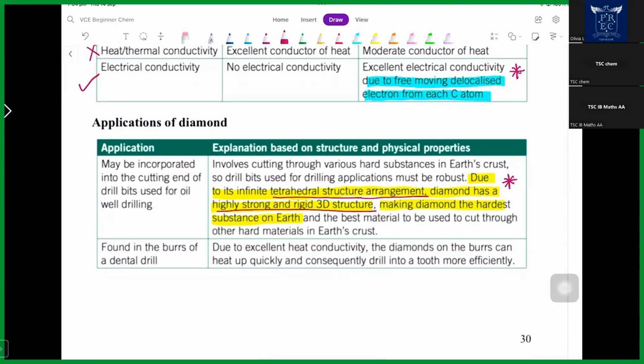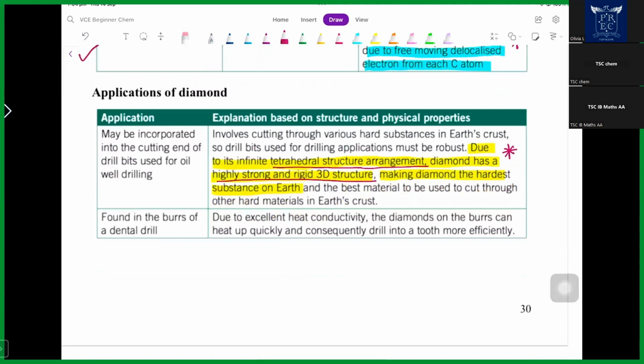Found in the burs of dental drills, yes, it's the heat conductivity. It's also good in heat conductivity, an excellent heat conductivity. So they can heat up quickly and drill into the tooth more efficiently.